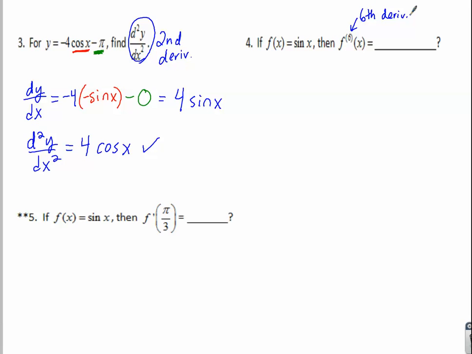So we're going to have to do this derivative 6 times. Let's start with f prime of x. Derivative of sine x is cosine x. Why don't you pause it and see if you can do this on your own.